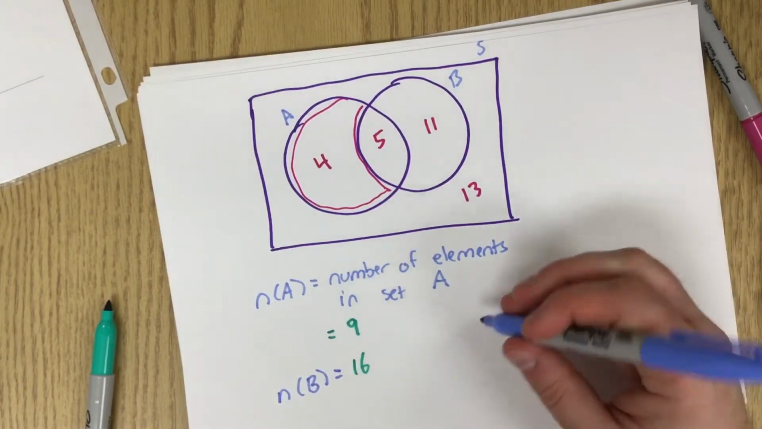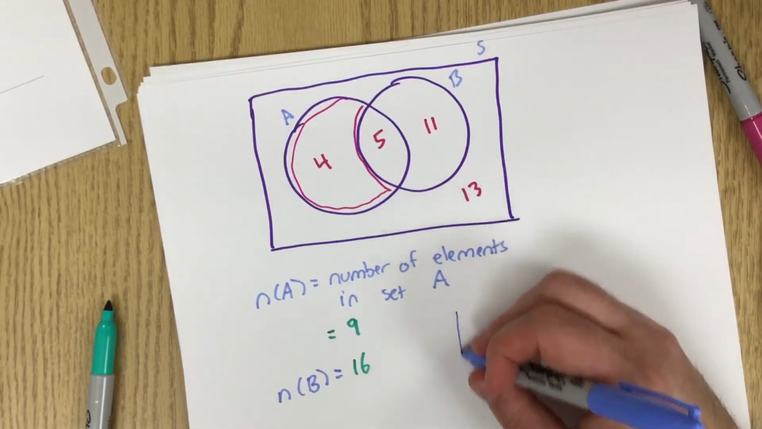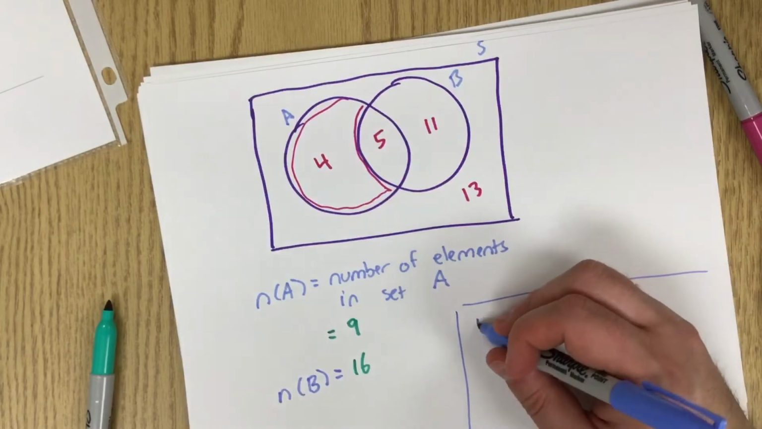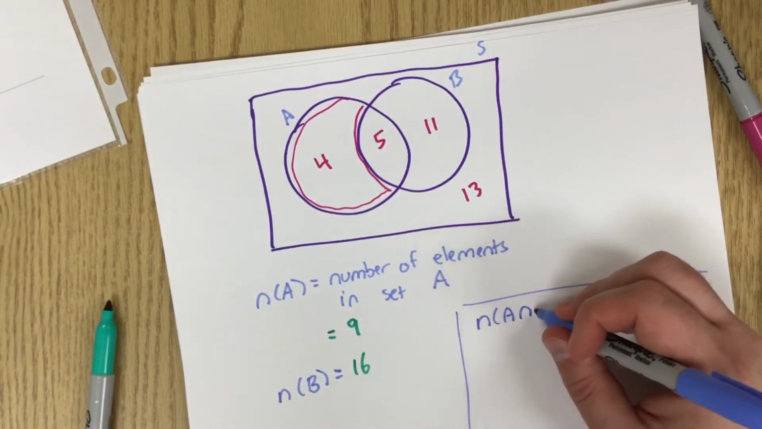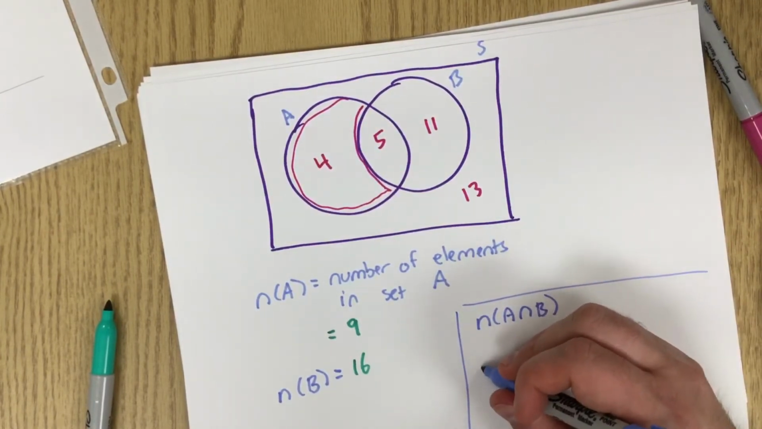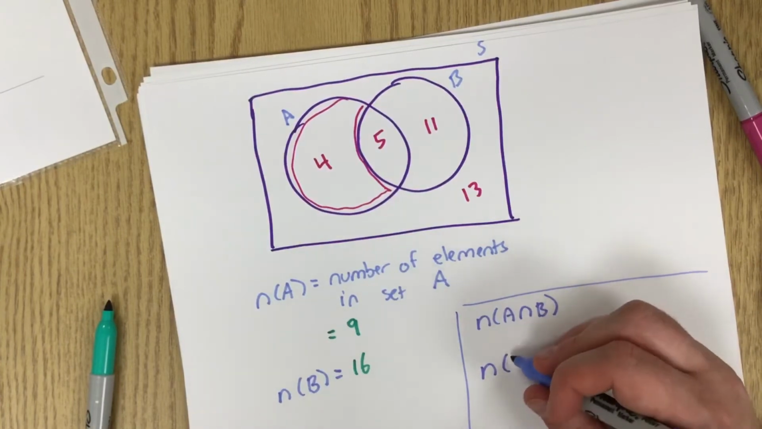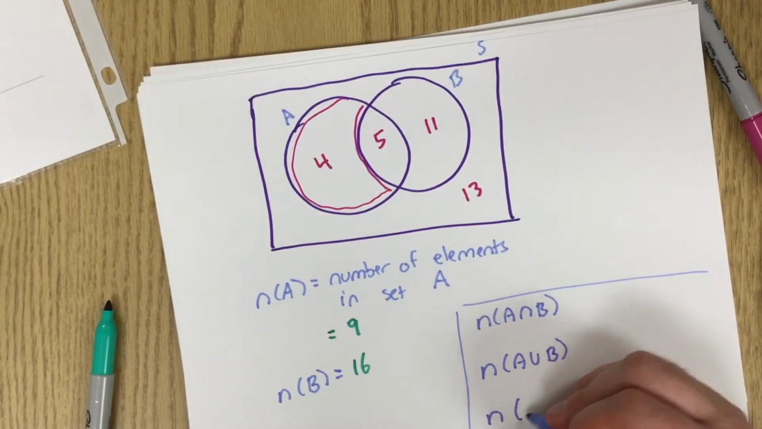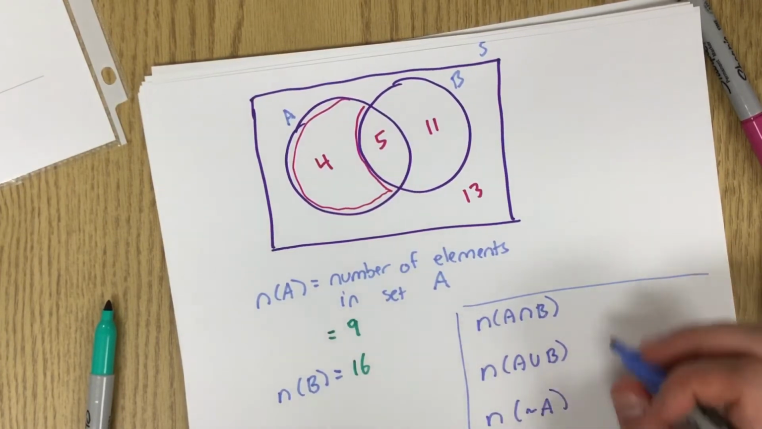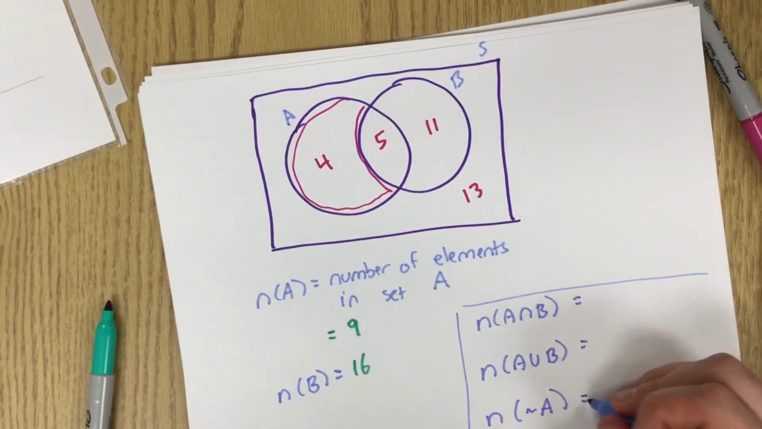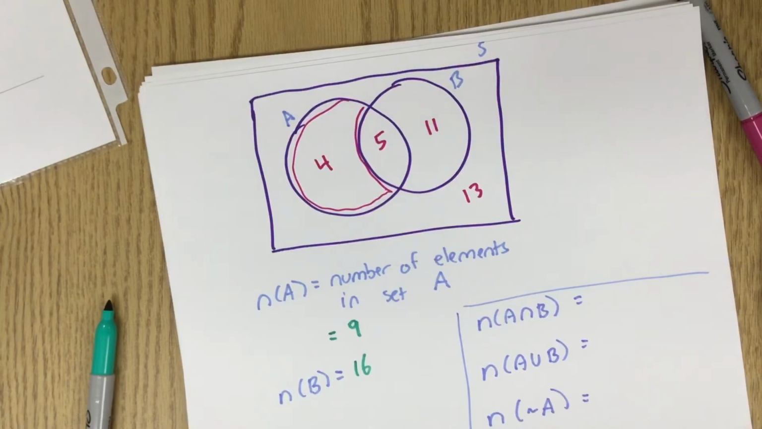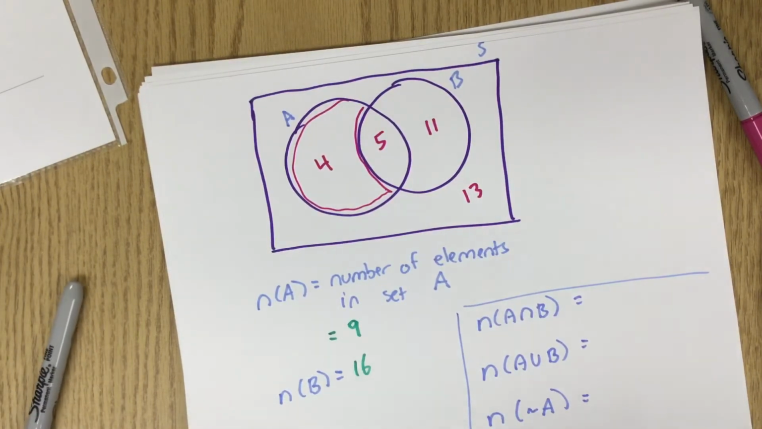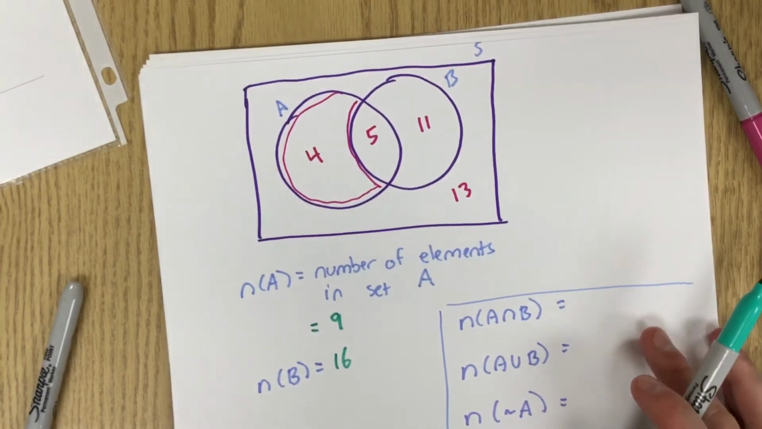Okay, let's do a couple of others. A and B, A or B, and not A. So pause the video, try those 3 out yourself, and then start it again when you think you have an answer, and then we'll see if you're right.